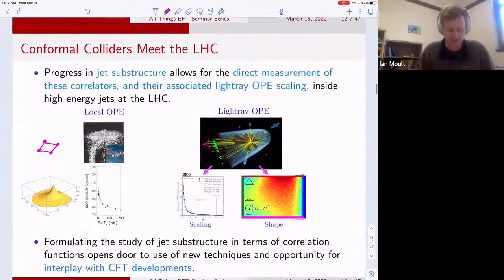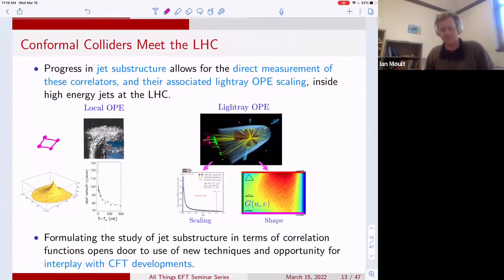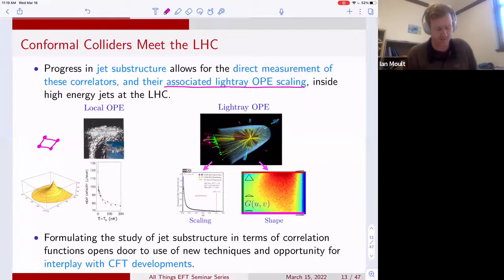And so what I want to talk about in this talk is some progress in our understanding of jet substructure, which will allow us to directly measure these correlation functions which I've discussed, and really study their associated light ray OPE scaling and the actual shape dependence of these multi-point correlators. The thing that's very nice about this for me is it allows one to formulate jets, even in this complicated environment, in a way that's much more similar to the way that one talks about critical phenomena or condensed matter systems.